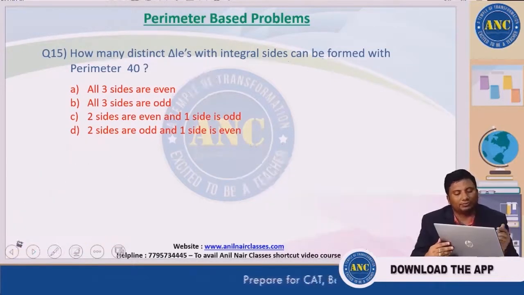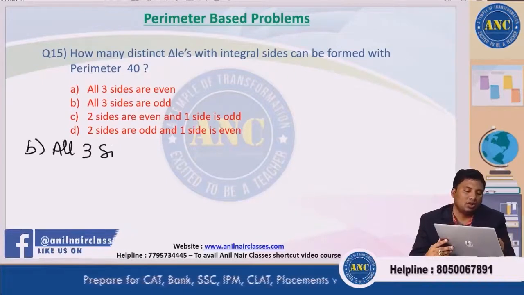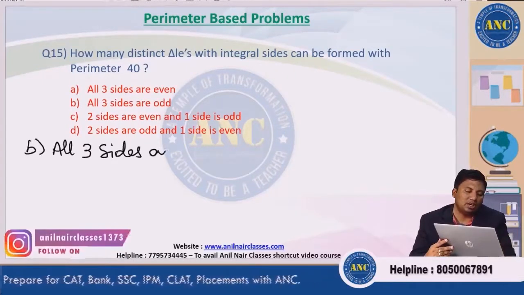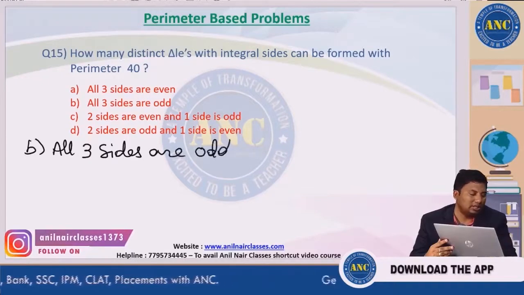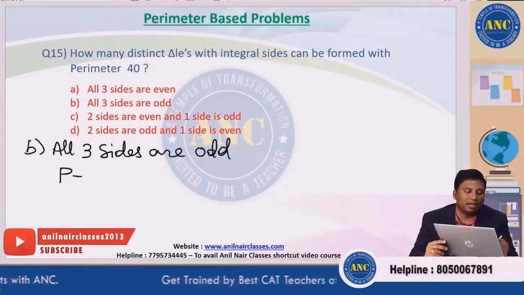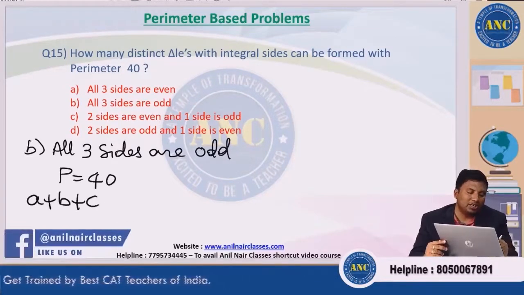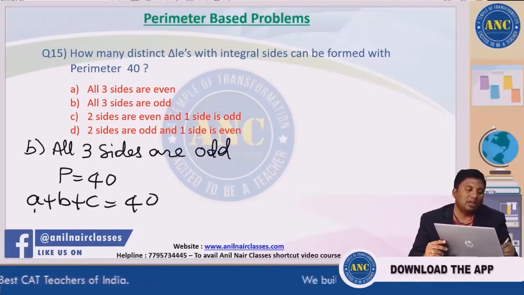Perimeter is... all the three sides are odd. What do you mean by all the three sides are odd? So the perimeter is 40. Perimeter is A plus B plus C, which is 40. All the three are odd.